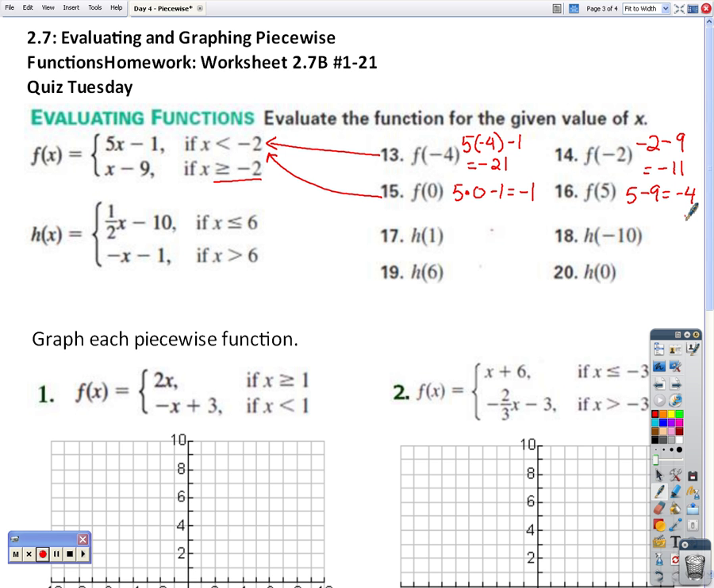Take a second, pause the video, and do the next 4 problems, and then I'll put the answers up for you.